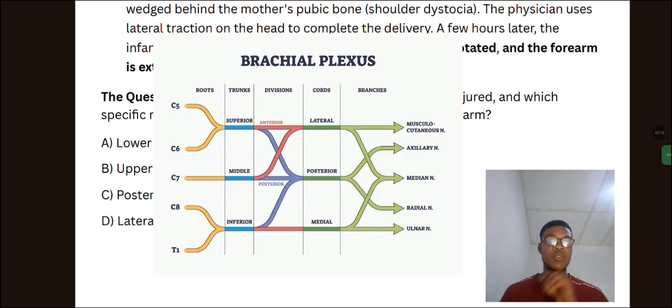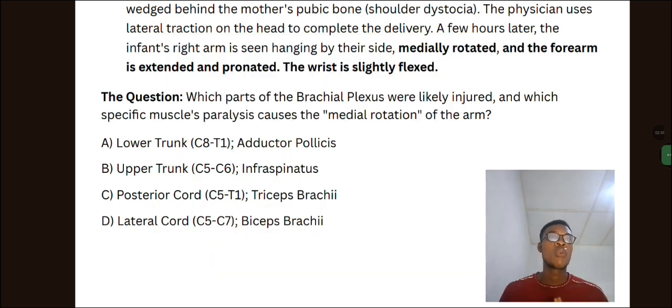C5 and C6, the upper trunk of the brachial plexus, come from two roots, C5 and C6, and it is what we call Erb's palsy or Erb-Duchenne palsy. Okay, where the person's arm is pronated, right? Pronation and medially rotated. Okay, those are the symptoms of Erb's palsy, which is the upper trunk of the brachial plexus. It is also called the waiter's tip. The upper trunk is also called the waiter's tip.